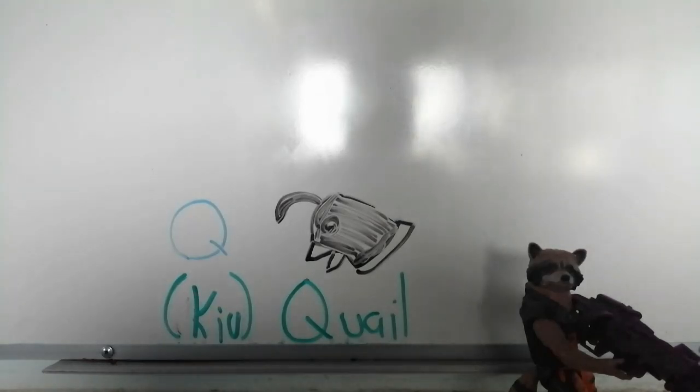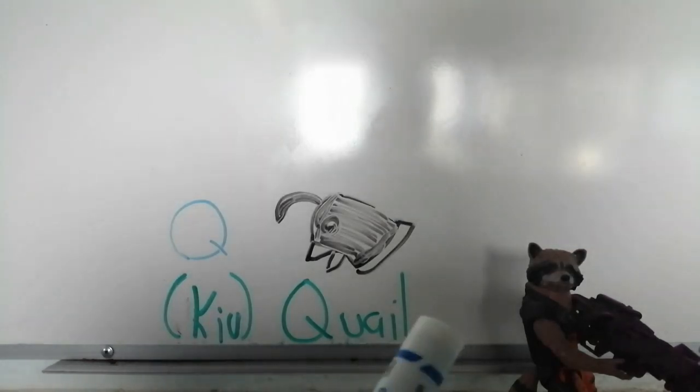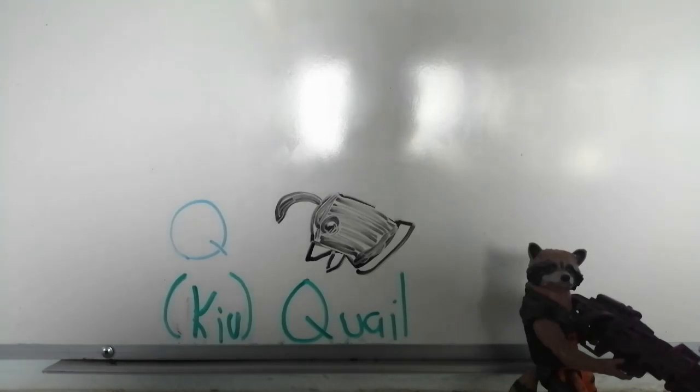Q, as in queen, or as in quail. Quail is another bird, which in Spanish means codorniz. Quail.